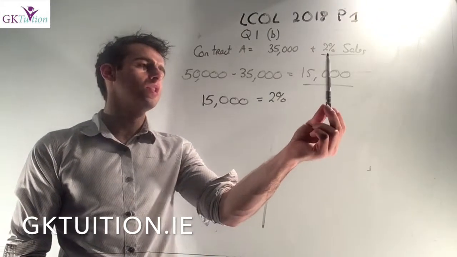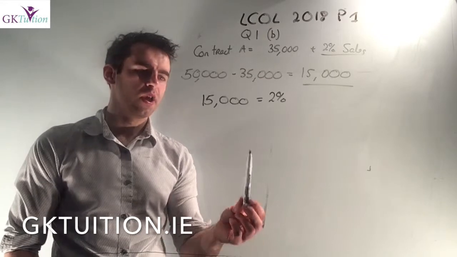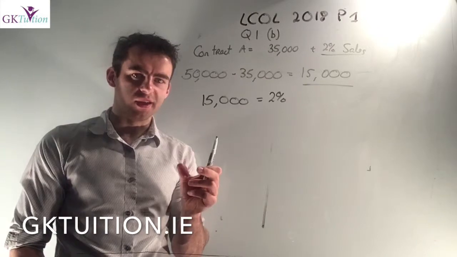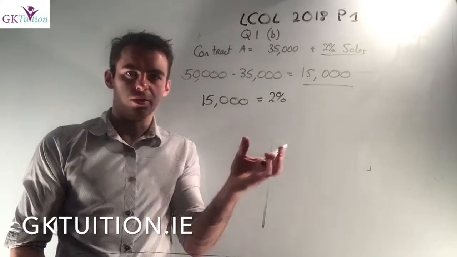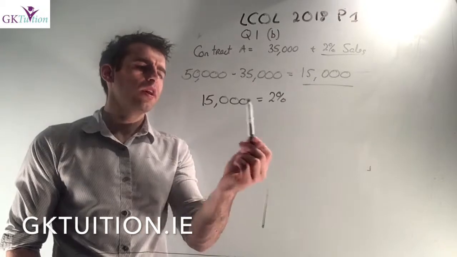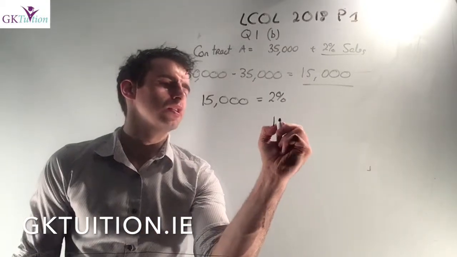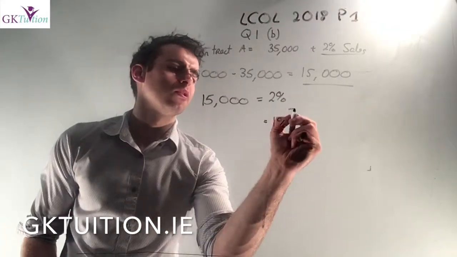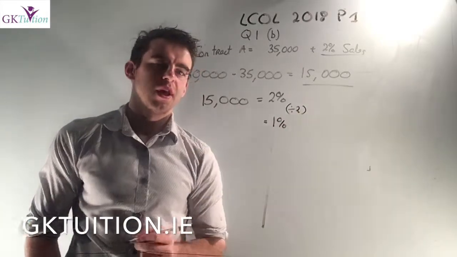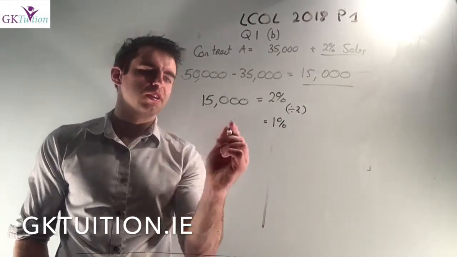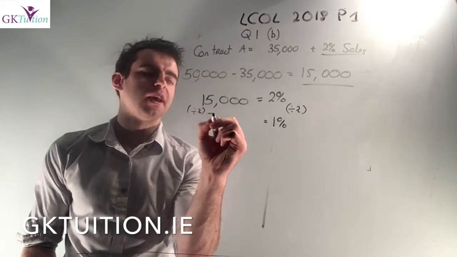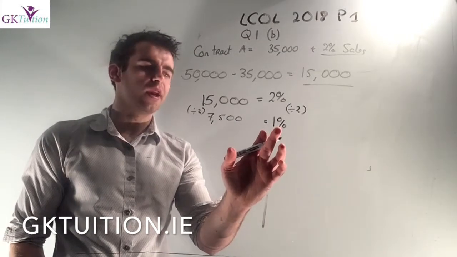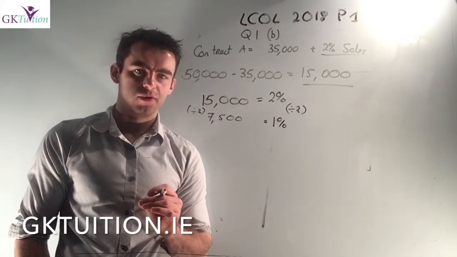And I know that whatever commission she earned is 2% of her total sales. So I can say that 15,000 is equal to 2% of her total sales. This is going to allow me to work out how much she sold, or her total sales. If you know 2%, the first thing you should do is work out what 1% is. In order to go from 2% to 1%, I must have divided the right-hand side by 2. If you divide the right-hand side by 2, you also need to divide the left-hand side by 2. 15,000 divided by 2 is 7,500. So I can say that 1% of Mary's sales must have been 7,500.